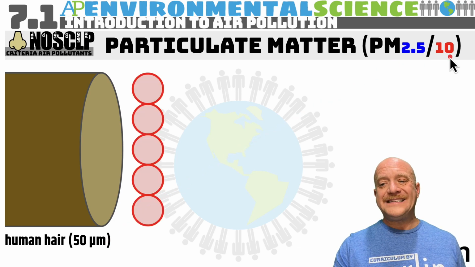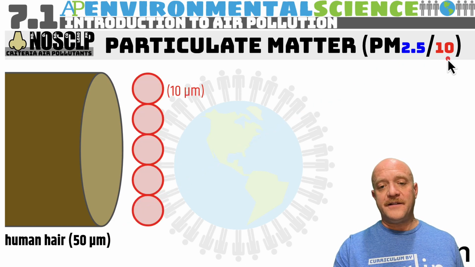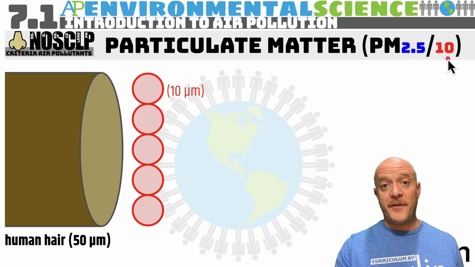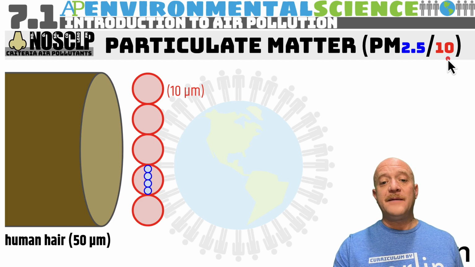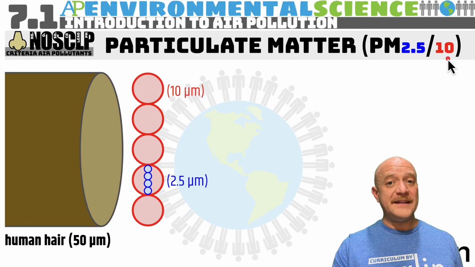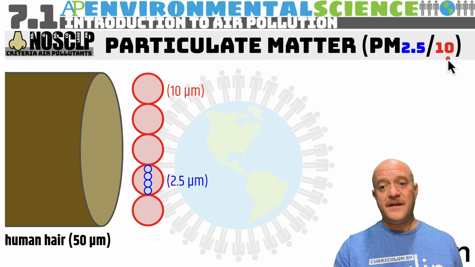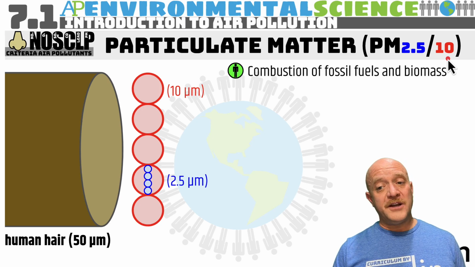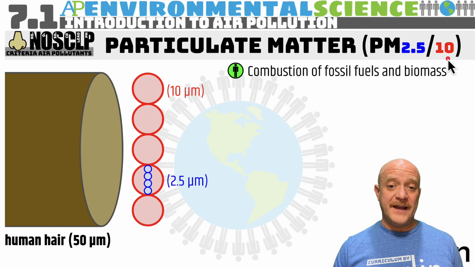And the PM10 refers to the diameter. It is 10 micrometers. And the PM2.5 is 2.5 micrometers. Now the PM2.5 is far more deadly and far more dangerous than the PM10 because it can embed itself deeper into our lung tissues. So it is caused by the combustion of fossil fuels and biomass.